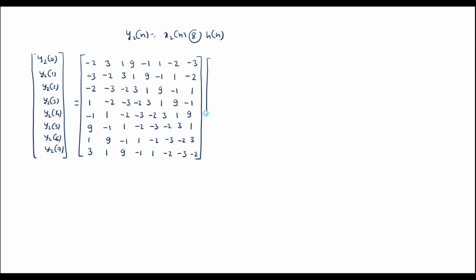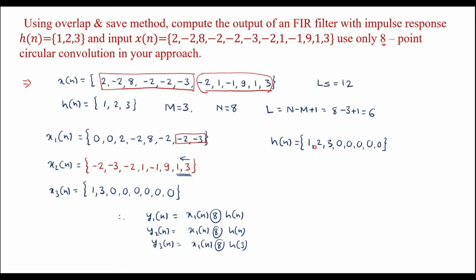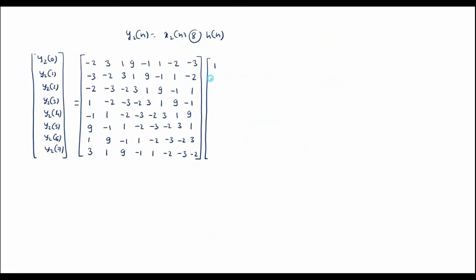Now write h of n vertically here. H of n sequence is 1, 2, 3. Rest all values are 0. So now we'll perform the multiplication between these two blocks. Here we'll get multiplication only with these three values. Rest all values will be zeros. Those I will ignore here.